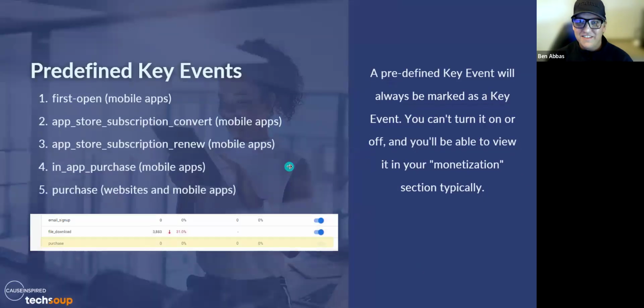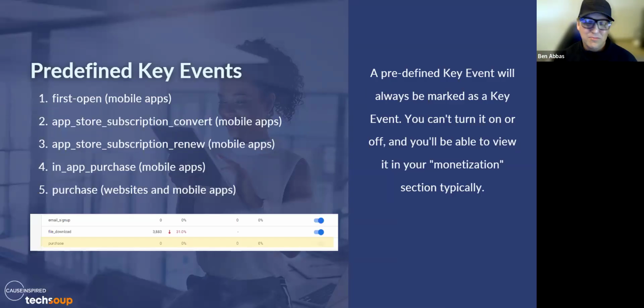Here are your predefined key events. So, do you need Google Signals for the Google Grant? My team will absolutely be able to answer that. Predefined key events: first open for mobile apps, App Store subscription convert for mobile apps, App Store subscription renew for mobile apps, in-app purchases for mobile apps, and then purchases, website and mobile apps.